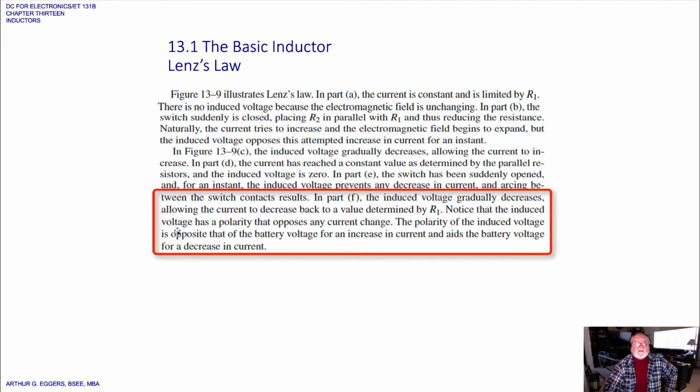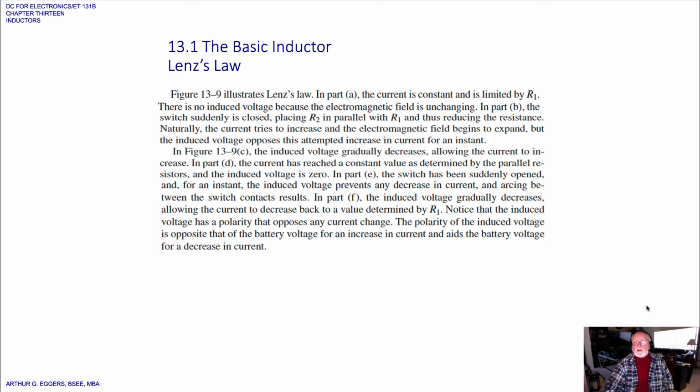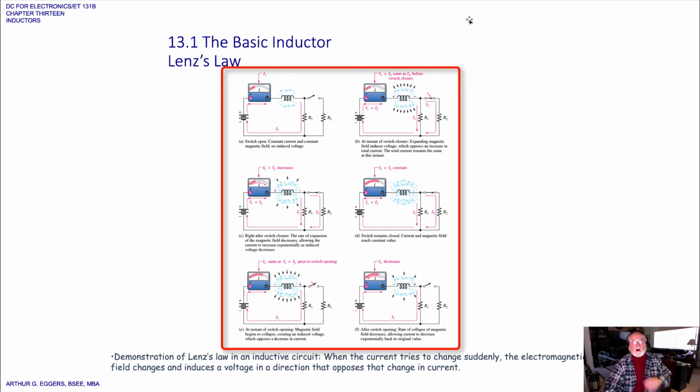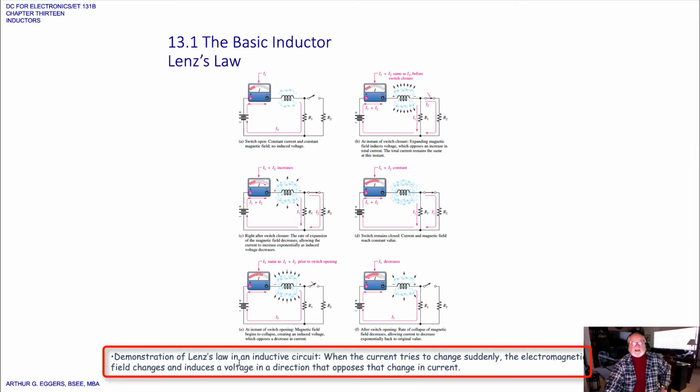Notice that the induced voltage has a polarity that opposes any current change. The polarity of the induced voltage is opposite that of the battery voltage for an increase in current, and aids the battery's voltage for a decrease in current. So we looked at a depiction here, or an example then, of Lenz's law. So this is a demonstration of Lenz's law in an inductive circuit: when the current tries to change suddenly, the electromagnetic field changes and induces a voltage in a direction that opposes the change of current.